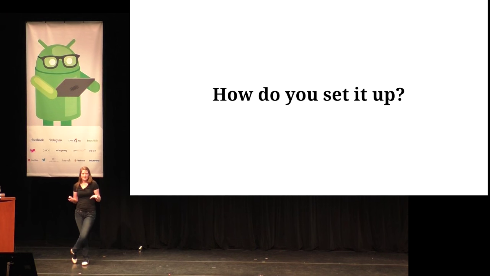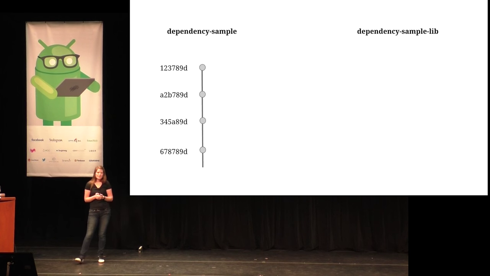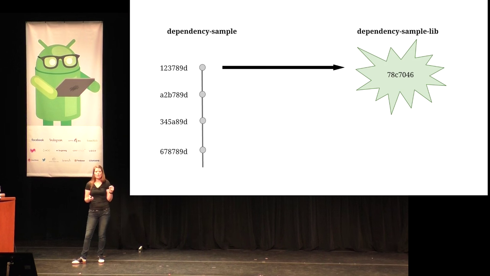All right, so first things first, how do we even set this up? When you're sitting at the top level directory of your shell repo, you'll run this command, git submodule add, and then the full URL to the git repository for your library. Here's a visual representation of what that's doing. We are sitting in the dependency sample shell branch. We run this command, ta-da! Now we have our pointer off to the commit SHA 7, 8C7, blah, blah, blah. So remember, this is just pointing to a specific commit value.